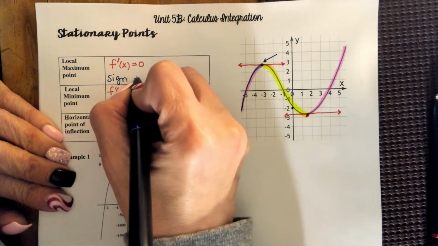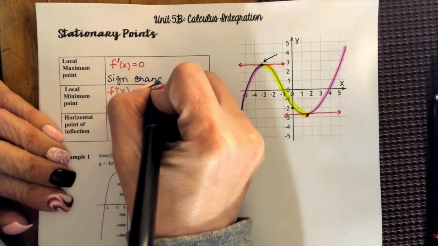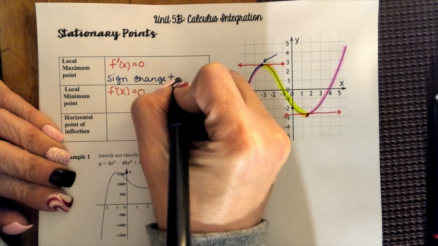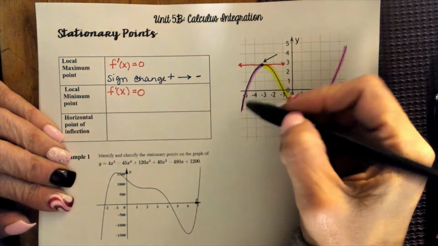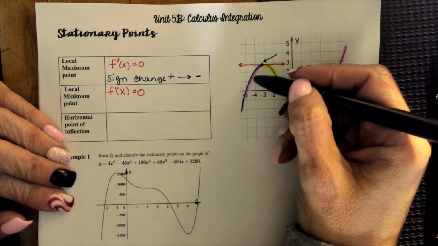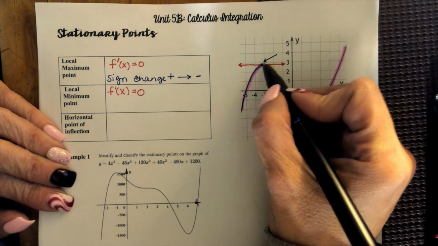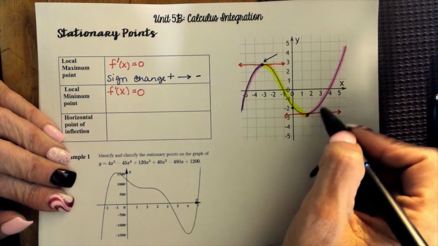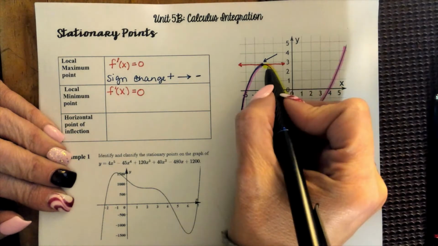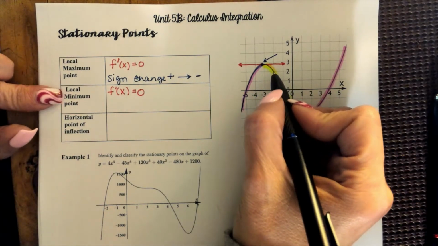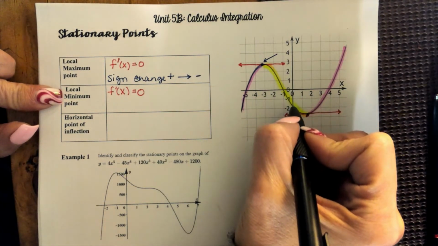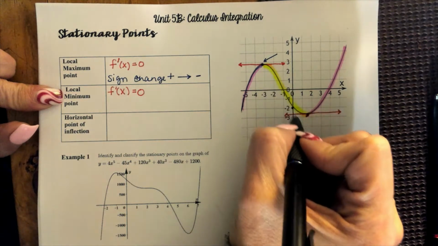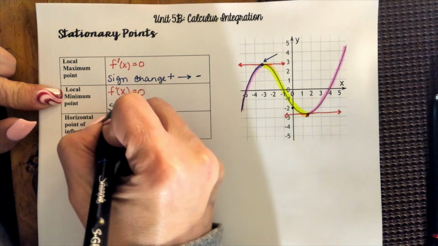Oh, I should have put sign change, sorry. From positive to negative. The slope is positive, positive, positive. It hits that inflection and it turns and it's negative, negative, negative. And then it turns and it's positive again. So as you're going towards a minimum, you're going to be going downhill. So you're going to do a sign change.